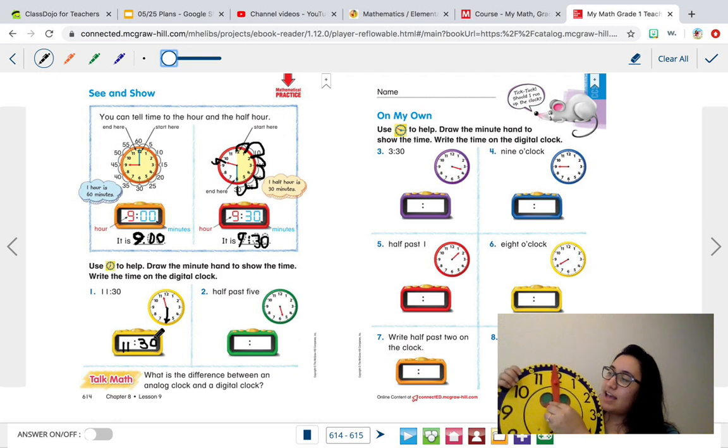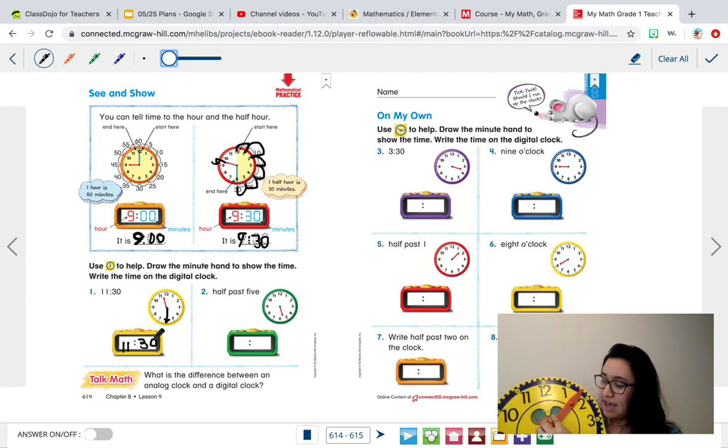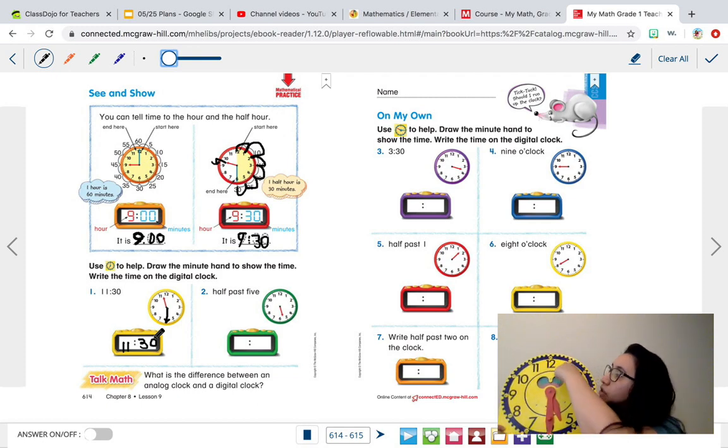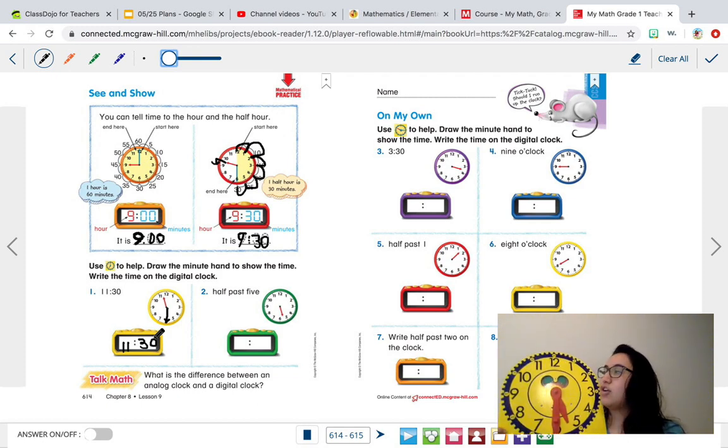So it's going to be 5, 5:05, 5:10, 5:15, 5:20, 5:25, 5:30. And look at that. Our minute hand went all the way halfway down. It didn't go all the way around in a full circle, but it went halfway down.